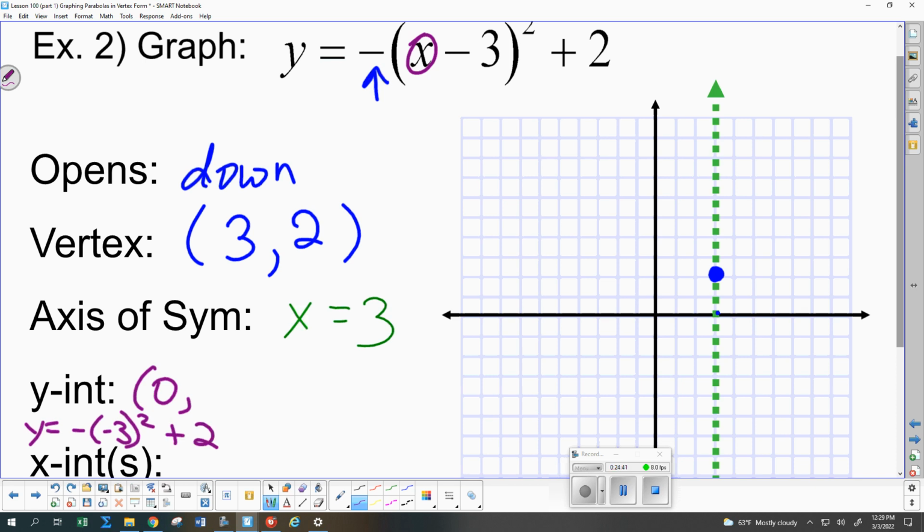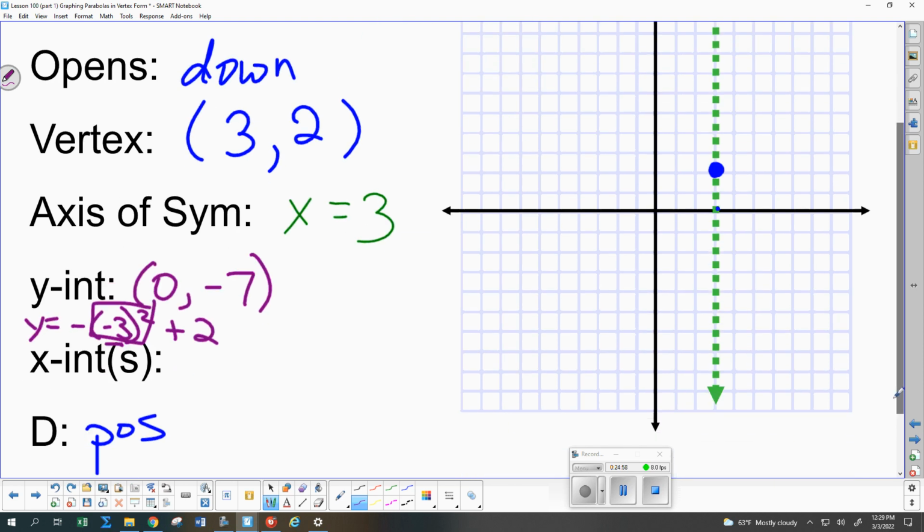What is minus 3 times minus 3, everybody? 9. So that's a 9. So we have minus 9 plus 2, which is minus 7 for that y-intercept. So we're going to plot that. 1, 2, 3, 4, 5, 6, 7. Can we get a reflection of that, a mirror image? 1, 2, 3, 1, 2, 3.